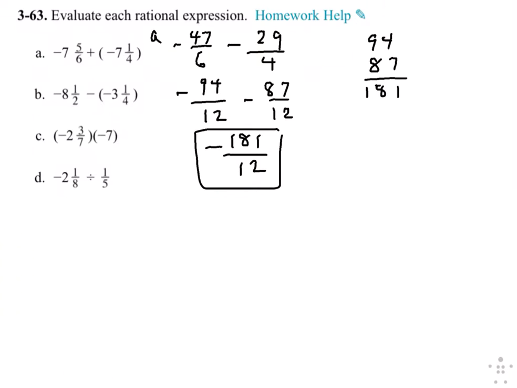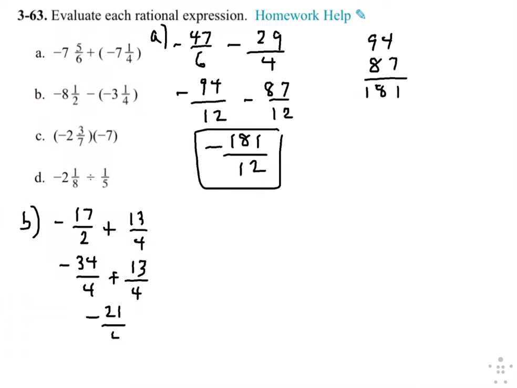Let's do, so that was A, right? Let's see if we can fit B on here. Let's do it over here, right? B. So again, I'll make improper fractions. Negative 8.5 is negative 17 halves. Minus a negative, that's plus 12 13 fourths. Common denominator 4, so this is negative 34 fourths plus 13 fourths, right? So this gives us negative 34 and 14, that's 21, right? Negative 21 fourths for B.